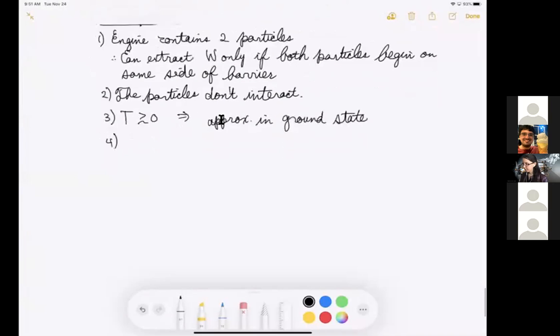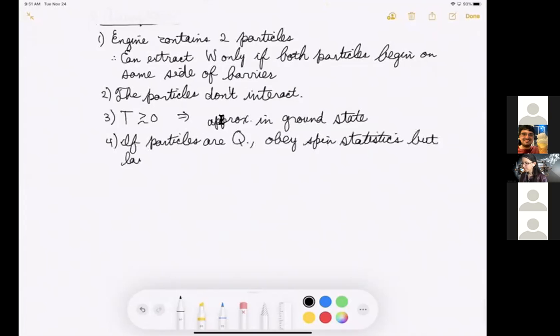Finally, if the particles are quantum, then they obey spin statistics, but lack spins, which seems like a funny statement. We know that bosons have totally symmetric states, fermions have totally antisymmetric states, which leads to the Pauli exclusion principle. And there is a relationship between spins and fermions or bosons. So this might be something of a strange sounding assumption.